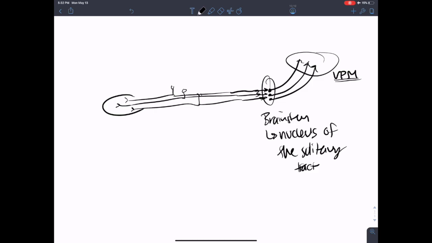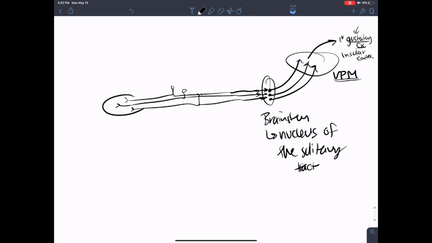They then project to the primary gustatory cortex. So this is the gustatory cortex, responsible for the conscious appreciation of taste information. And the functional name is gustatory cortex. The anatomical name is the insular cortex. Right, but this isn't the only place this information goes.